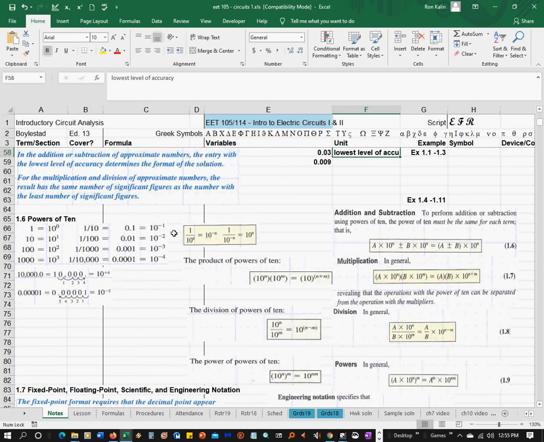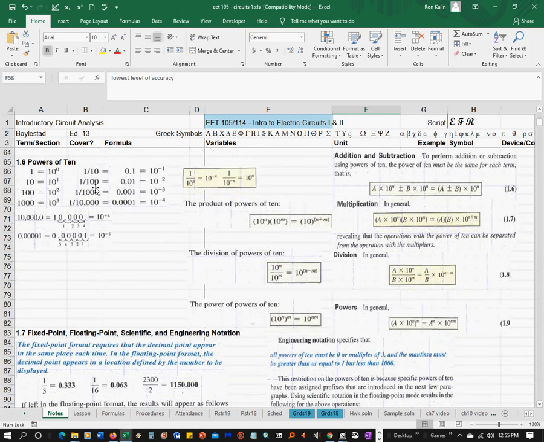And then powers of 10, very, very important. Know your powers of 10. There's a table right here that shows you. 1 equals 10 to the 0. Anything to the 0 power equals 1. And then 10 equals 10 to the 1, 100 equals 10 to the 2, 1000 equals 10 to the 3, and then 1/10 equals 0.1 equals 10 to the minus 1, and so on.